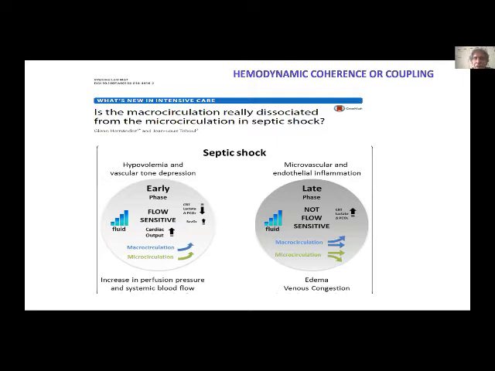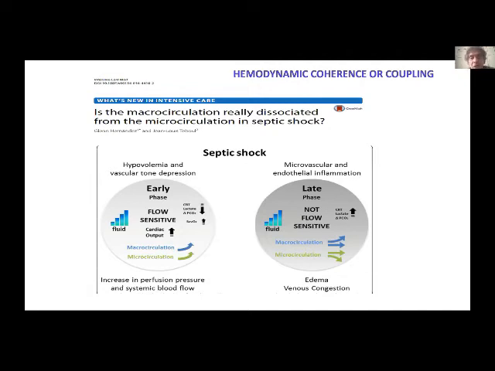It's only a vasomotor, cytokine or mediator-induced phenomenon. And then if you restore cardiac output, increasing with fluids, or you restore mean arterial pressure with norepinephrine, then you will probably restore also microcirculatory flow, because in this early stage, there is a coupling, a hemodynamic coherence between macro and microcirculation.